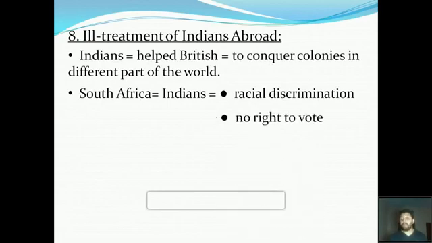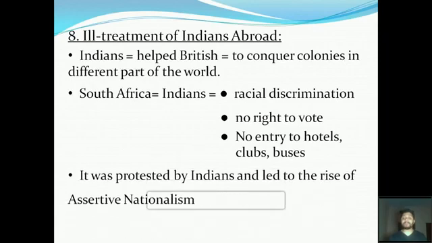No right to vote. Again, no entry to hotels, clubs, buses. So everywhere they have faced a lot of discrimination.